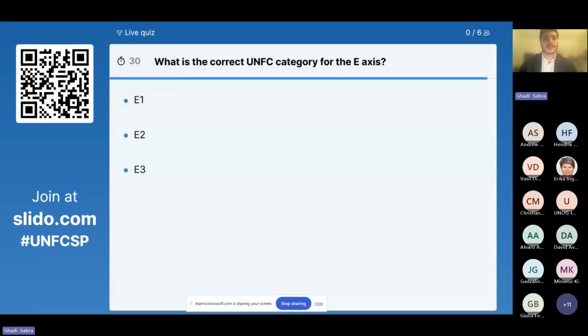So you have 30 seconds for this project, lithium extraction. What is the correct UNFC category for the E-axis? Is it E1, that viability is confirmed, E2, yet to be confirmed, and activities are ongoing to confirm it, or E3, non-viable at this point, at least, in time, of course. I see that more participants are joining, which is good.